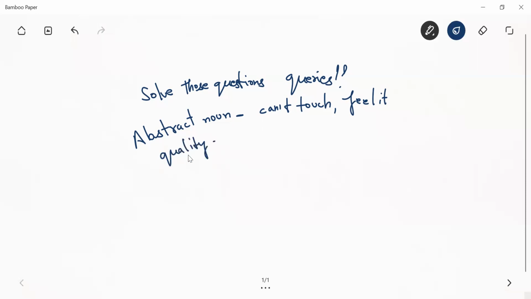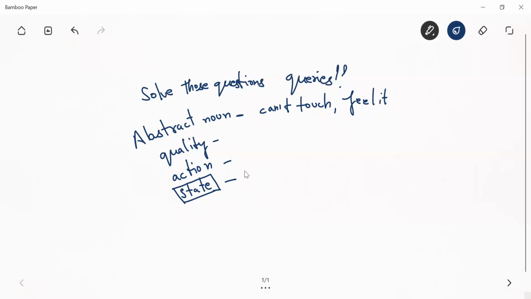Quality. Can you touch it? You can't. You can just feel the quality. Then you have action. You have state. Do you know the meaning of state? State is like, in which state are you right now? What is your condition now?